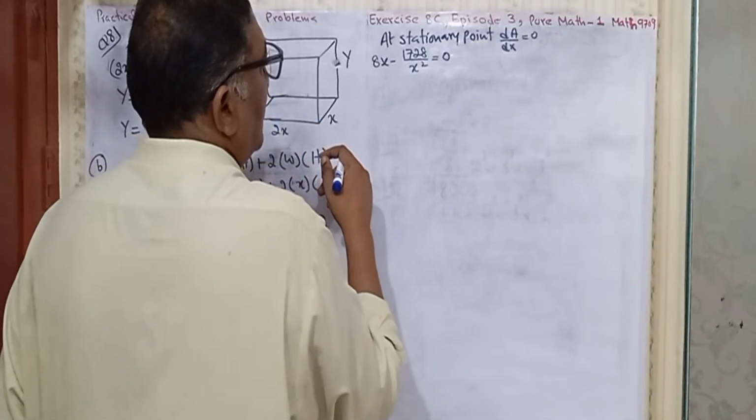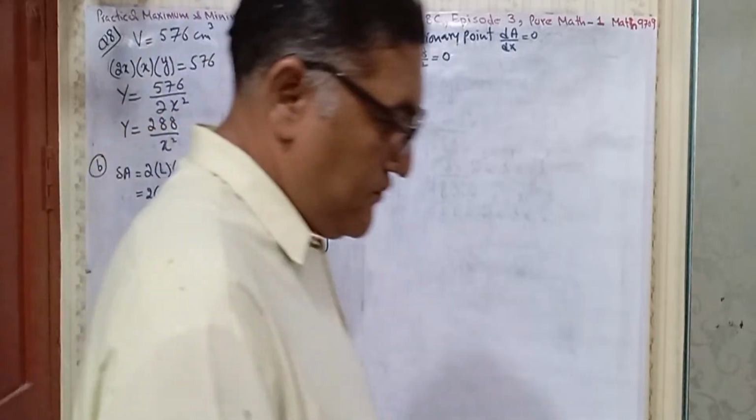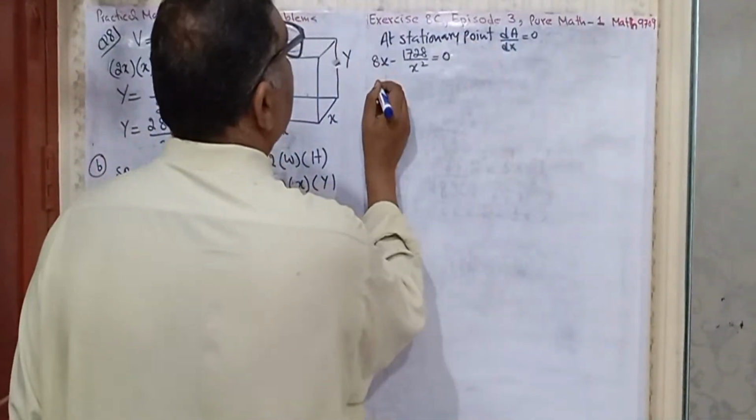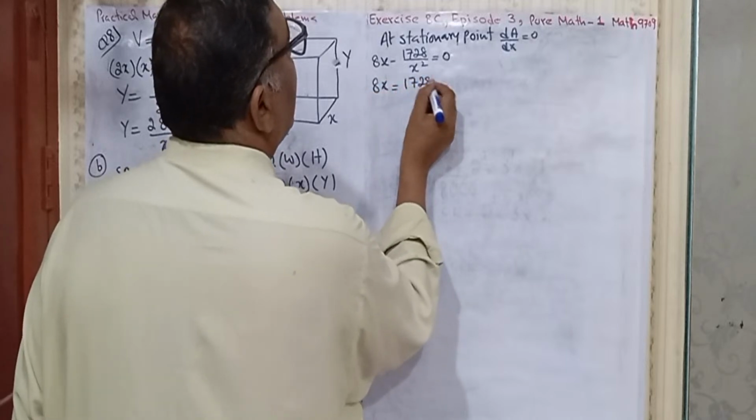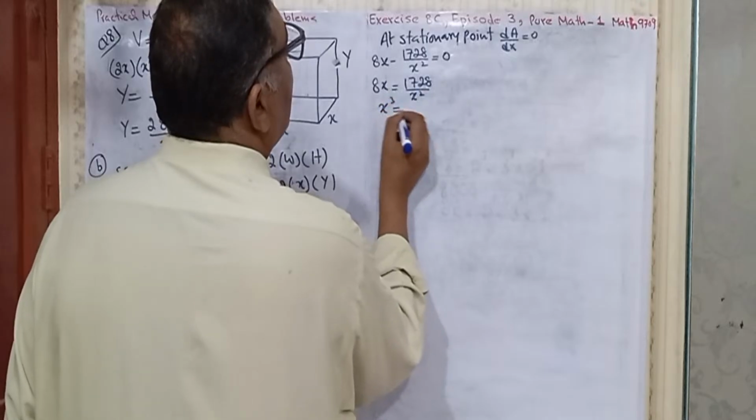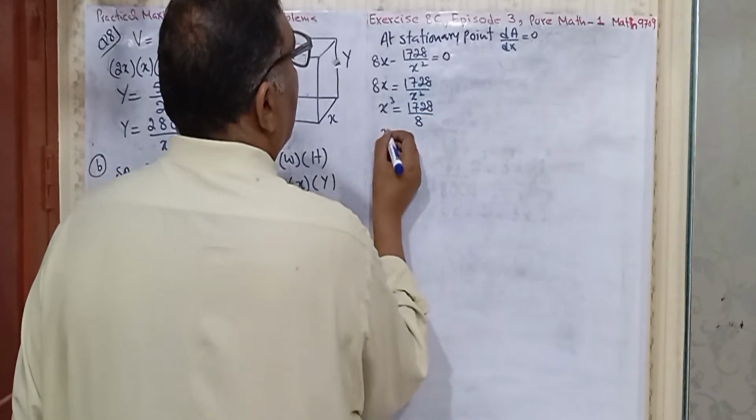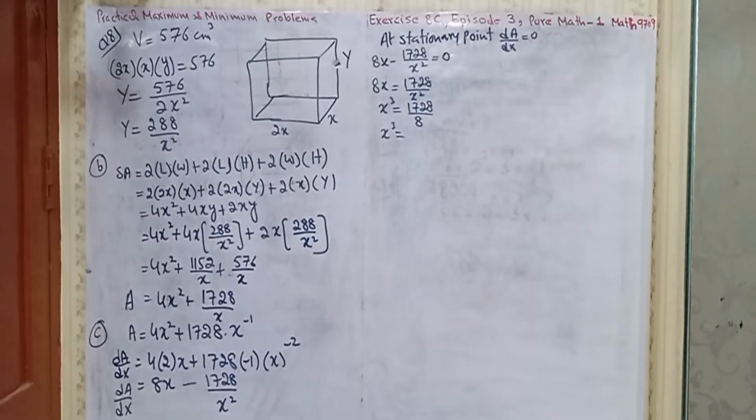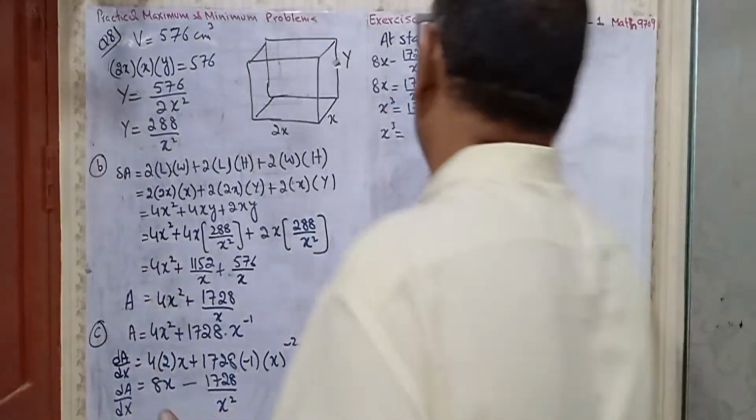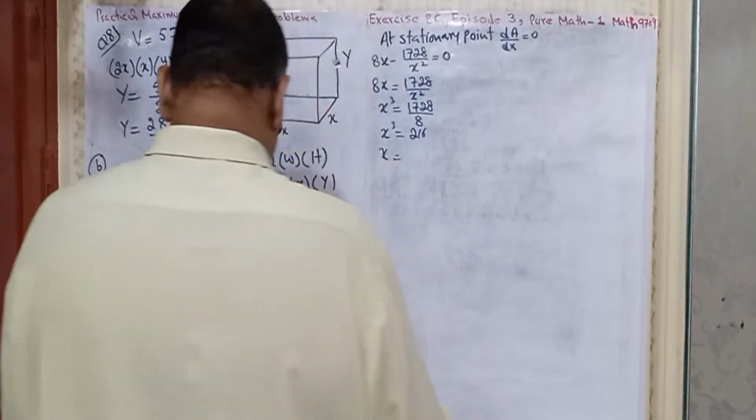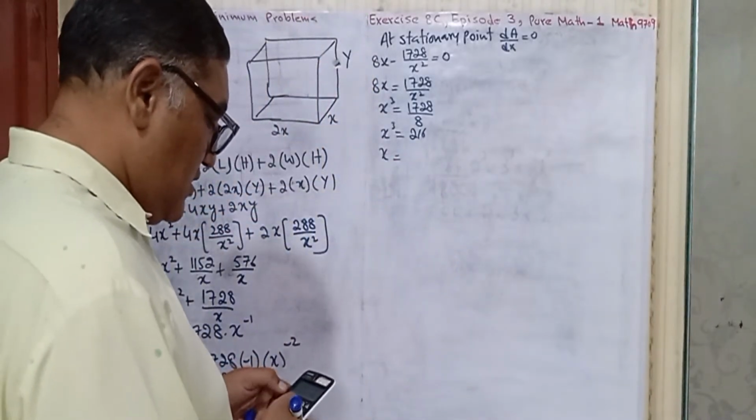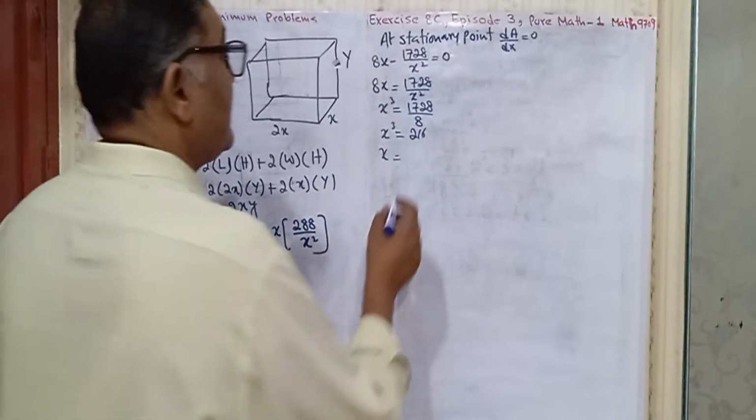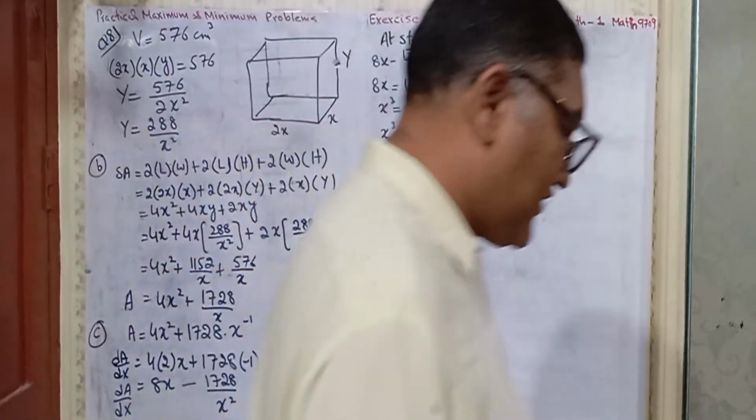So let me take it to the other side: 8x equals 1728 divided by x square. So x cube will be equal to 1728 divided by 8. Let me check with the calculator. 1728 divided by 8 is 216. So take the cube root on both sides. So x will be equal to the cube root of 216, that is 6. So at the stationary point, x will be 6.